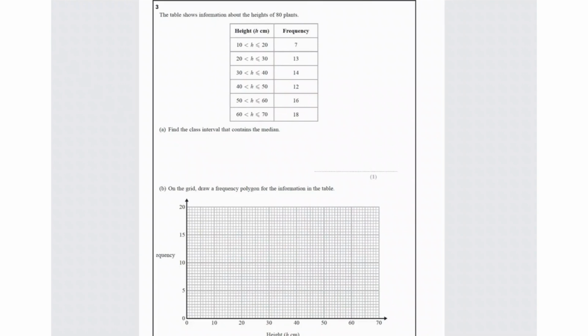And the third question here, almost identical to the first one. We've got 80 plants and we're asked to find the class interval that contains the median. So again, if you want to find the median, it's always the midpoint, so it'll be the 40th. My pen's gone all funny.